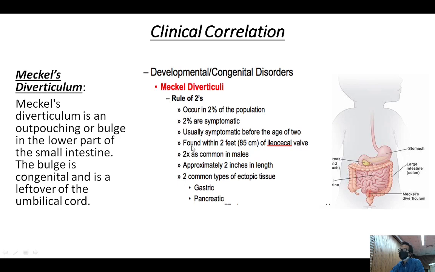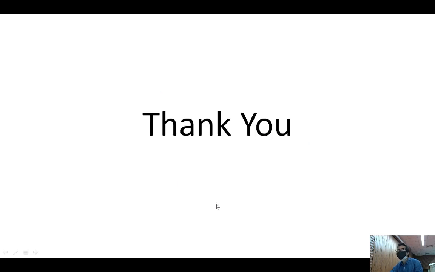Then, it is found 2 feet from the ileocecal valve. From the ileocecal valve, 2 feet. And it is 2 times more common in male babies, and approximately 2 inches in length. And 2 common types of ectopic tissue are gastric and pancreatic. Okay, this finishes my lecture.